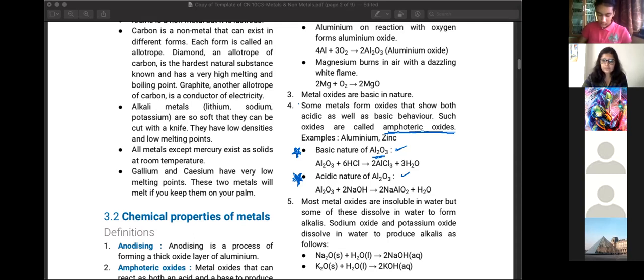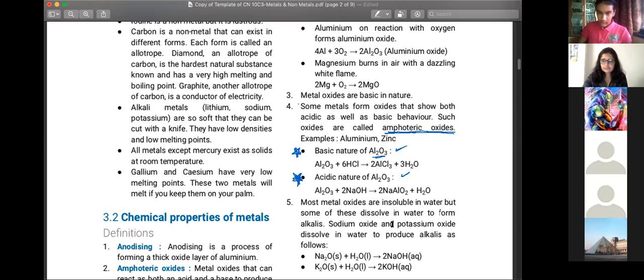I think we'll stop after this part. After this, we'll take up reaction with water. Then we have reaction with acids. We have displacement reaction and a bit about ionic compounds. We'll be done. Awesome.